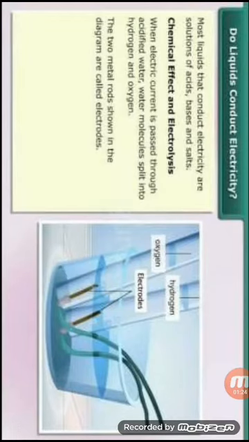Next is, do liquids conduct electricity? So the answer is yes. Most liquids conduct electricity, and these are the solutions of acids, bases and salts. So when the current is passed through acidified water or bases and salts, what happens? The water molecules split into hydrogen and oxygen. So let us do an activity to check whether the liquids are good conductors or not.